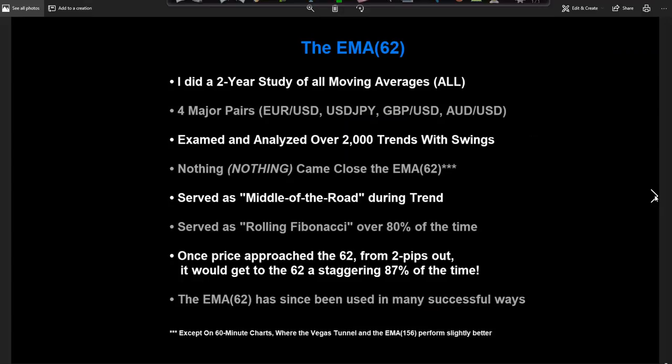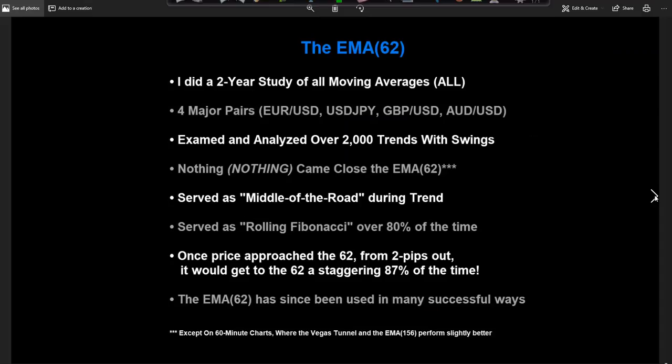Nothing else on any other chart comes close to the EMA 62. 1 minute, 3 minute, 5 minute, 10 minute, 15 minute, 30, 60, 240, 480. Nothing comes close to the 62 in terms of several things. Being the middle of the road during a trend. What is the middle of the road? Think of Bollinger Bands and the center line. Price always wants to come back to the center line. So if it's the middle of the road, price always wants to come back to it.